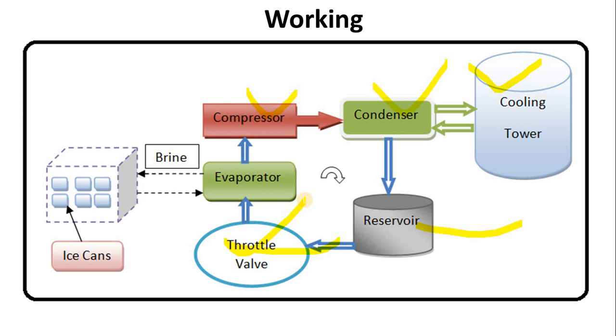In a similar way, after the throttling action, the high pressure, high temperature liquid refrigerant which is coming from the condenser gets converted into low pressure, low temperature liquid ammonia. Further, that same state of the refrigerant enters the evaporator. Means the low pressure, low temperature liquid form of the ammonia enters the evaporator.